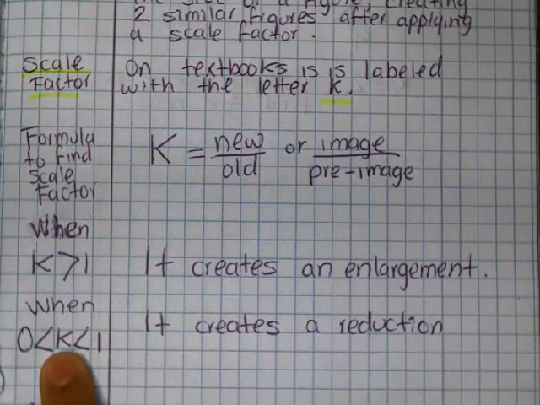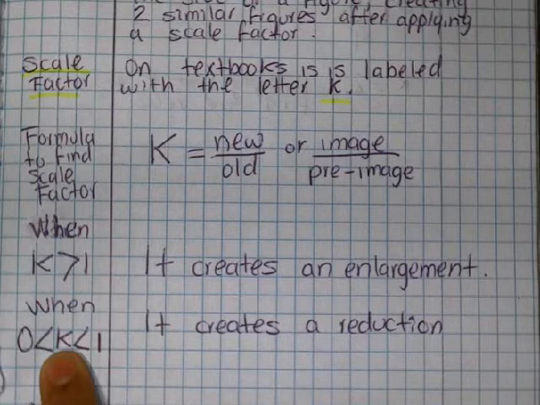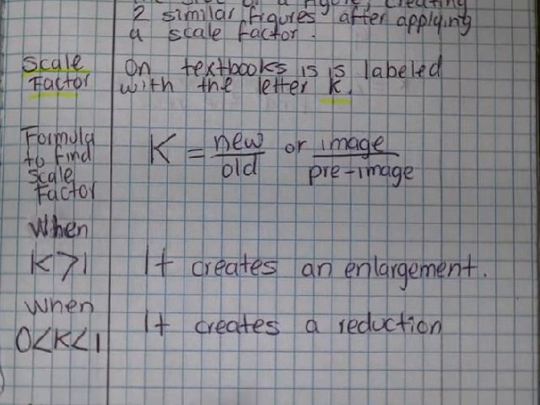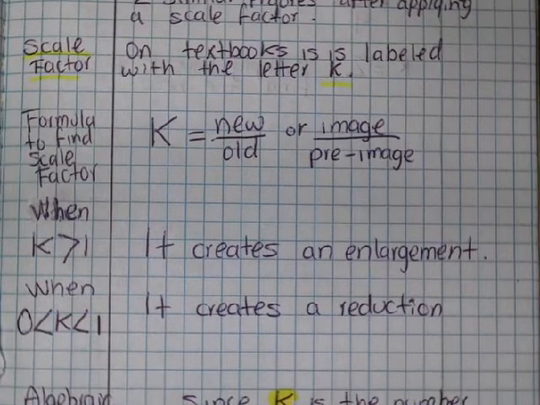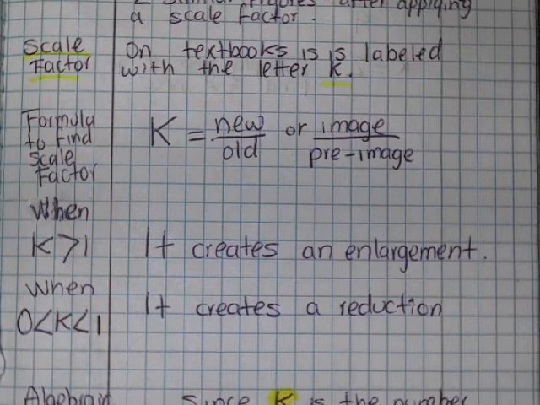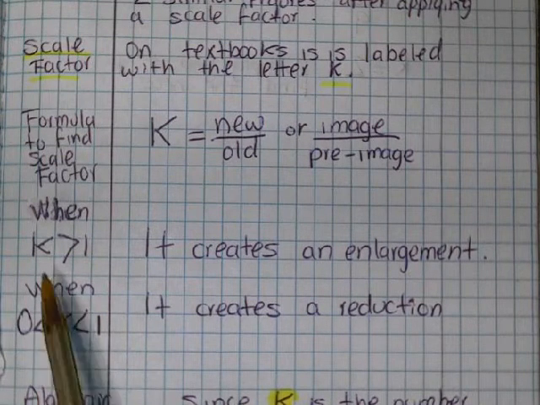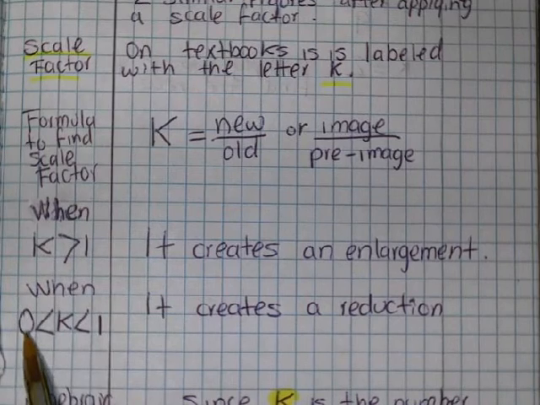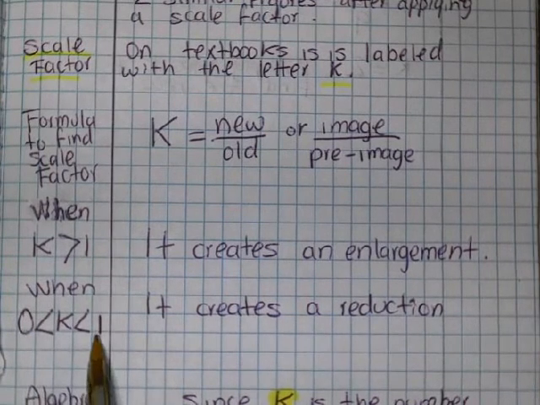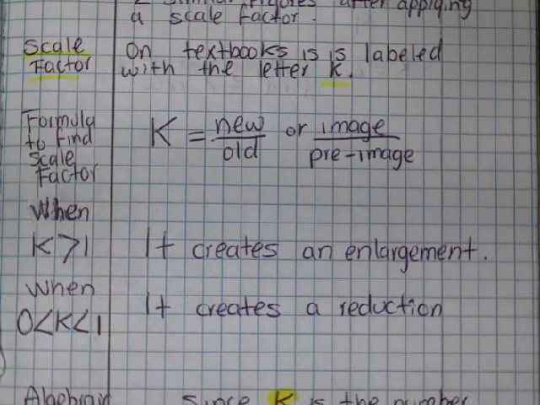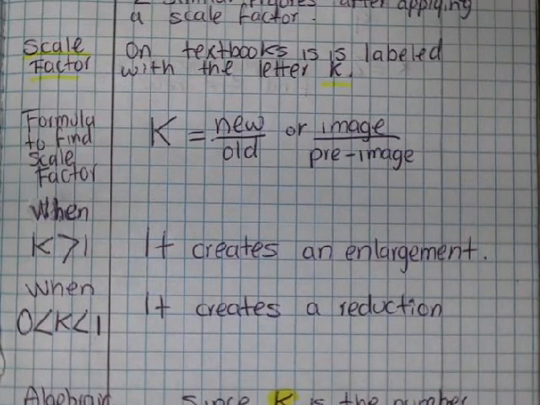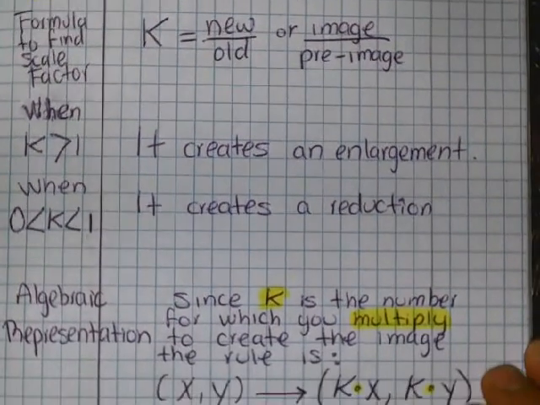Remember that K is a rational number. That means it could be a fraction, a decimal, or a percent. It's also a positive number, which means that I cannot have a negative measurement. So my scale factor will always be greater than 0, but if it's less than 1, it's going to be a reduction.